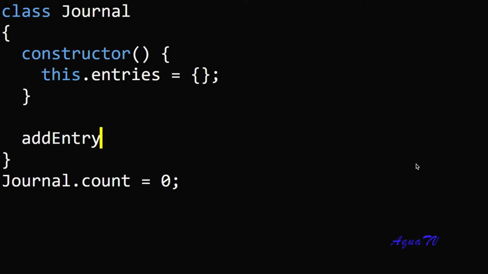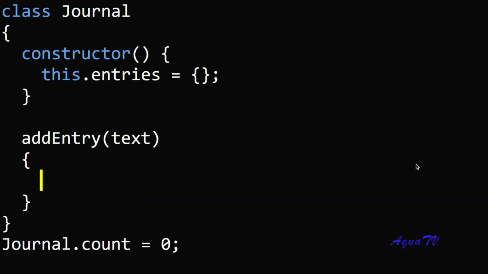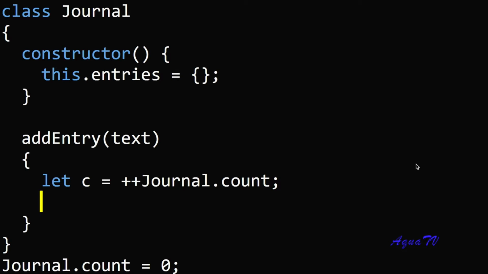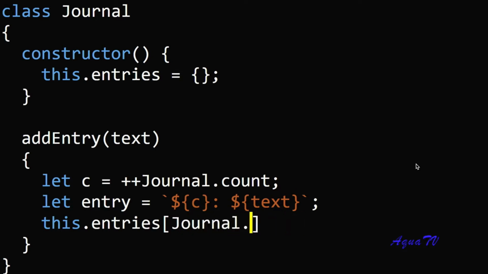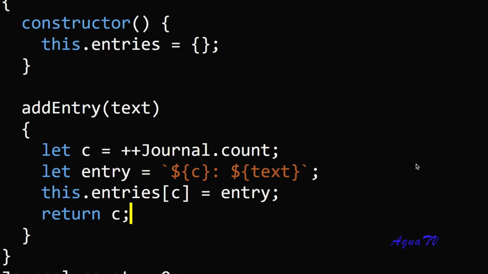First of all, I'll have the addEntry method where you specify the text you want to add to the journal. We're going to prefix this text with an incremented journal count. So I'll say let c equals ++journal.count, so I get a 1, a 2, and so on for every single entry. Then I generate the entry itself, so let entry equals the text formatted with the count prefix, and then I add it to the set of entries. So I say this.entries at position journal.count, or in actual fact we can use the variable c because that's what we're using. So this.entries at position c is equal to the entry, and then we return c. That's pretty much all there is to it.